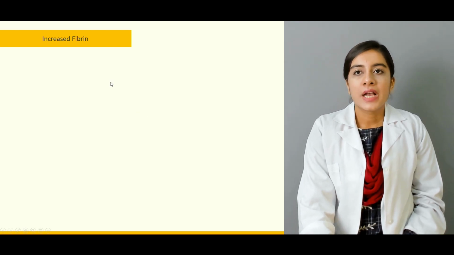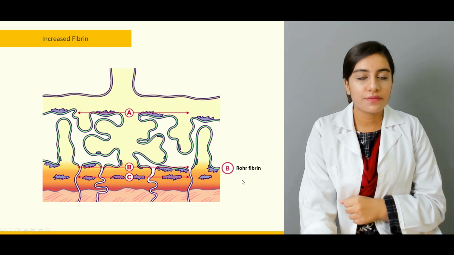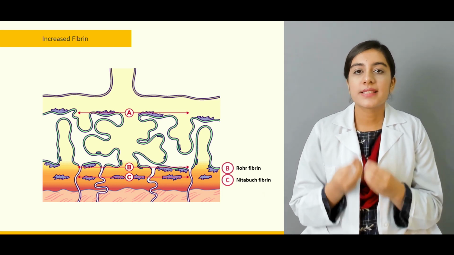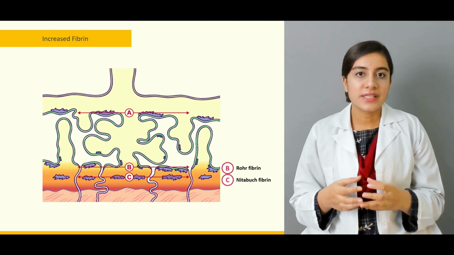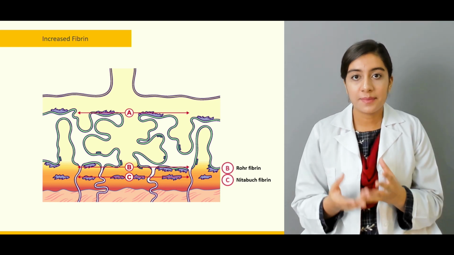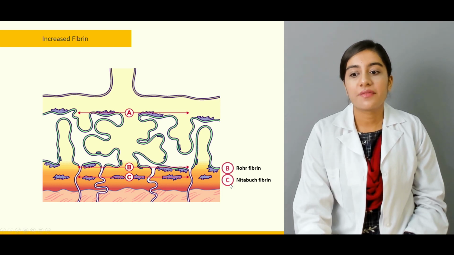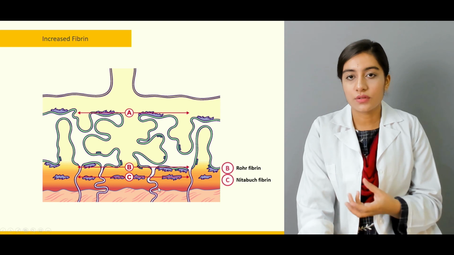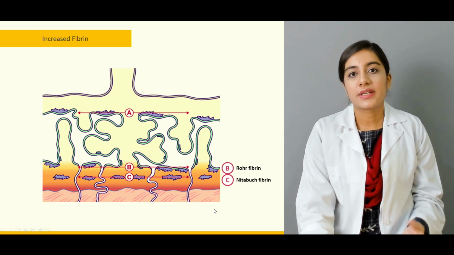Okay, now increased fibrin. When we talk about the placenta, two types of fibrin are important. The first one is the Rohr fibrin and the second one is the Nitabuch fibrin. The Rohr fibrin is the integral, necessary component for the basal part of the placenta, whereas Nitabuch fibrin is deposited in the deeper portions of the placenta. Conditions like placenta accreta that we have discussed before in the lecture are because of a deficiency of this Nitabuch fibrin, because it is responsible for maintaining the structural integrity of the placenta, and when it is not present in the normal quantity in these areas, conditions like placenta accreta can take place.